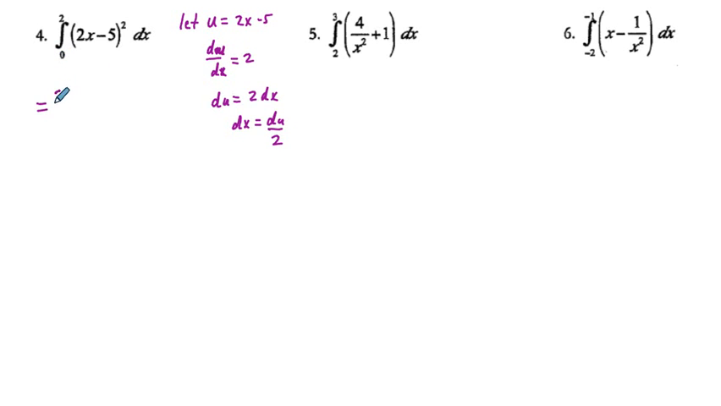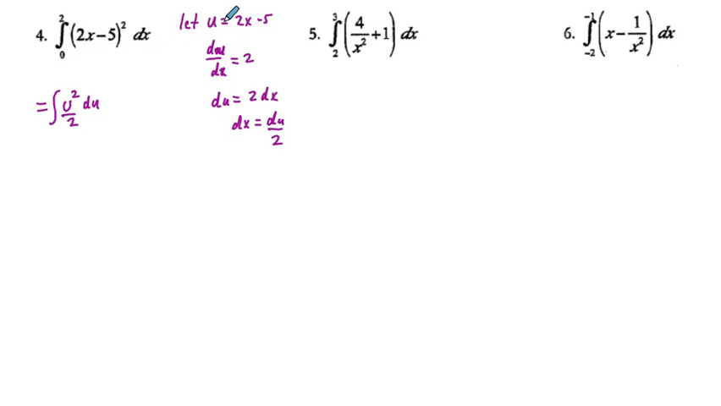And working below, we're going to have this u in the place of this quantity 2x minus 5 squared. In the place of dx, we're going to have du over 2. Now one thing we got to be careful about is the limits of integration. We have changed things here, so with u, we're going to have to change our limits of integration to be consistent.